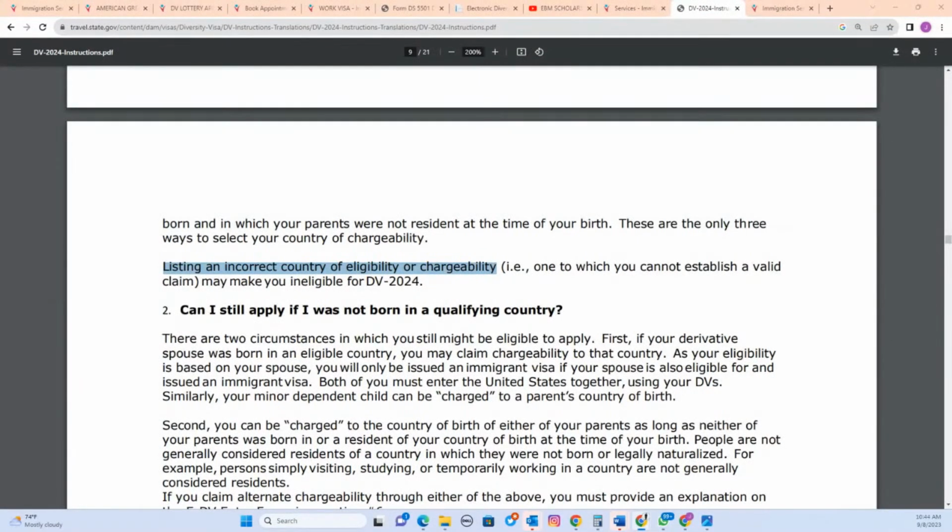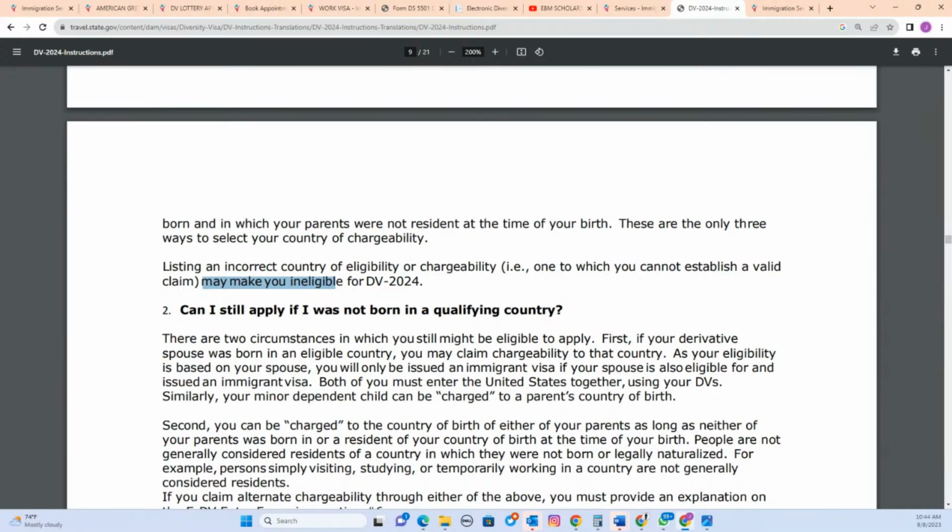Let's go to the instructions for the DV lottery. The instructions say, listing an incorrect country of eligibility or chargeability will make you ineligible, meaning you will not be eligible because you put a wrong one. So be careful when you put the country of birth, because that is going to be used.